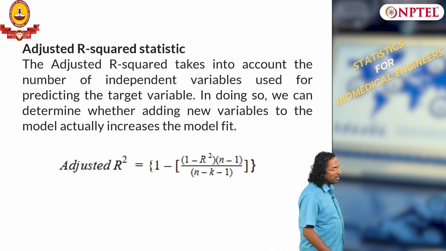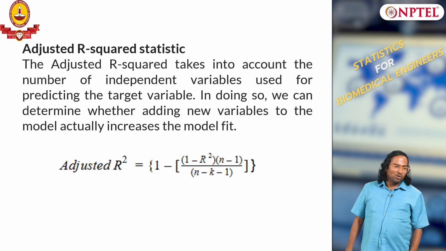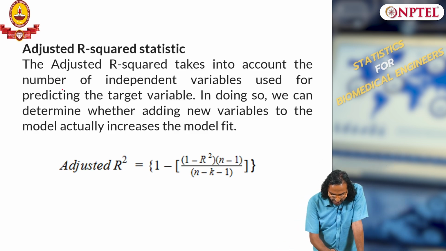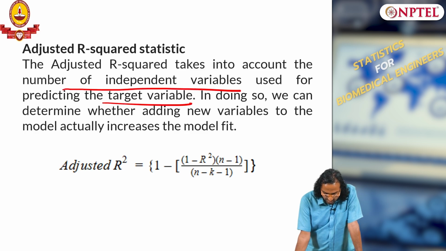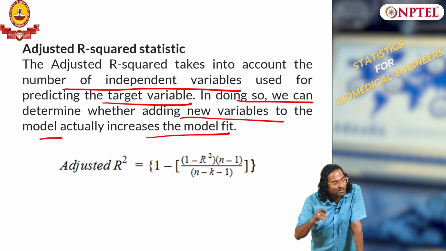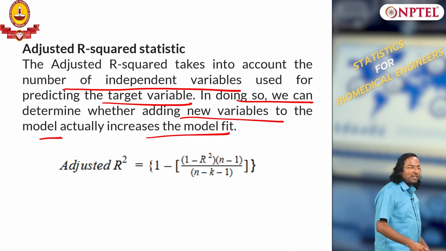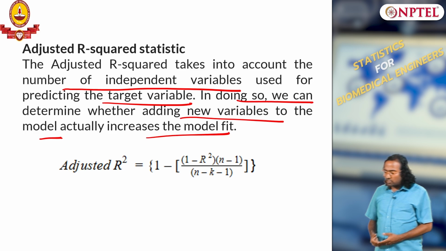In all your software codes, it will give you adjusted R square. What is adjusted R square? It takes into account the number of independent variables used for predicting the target. So in doing so we can determine whether adding new variables to the model actually increases the model fit or not. Why are you adding a new variable, a new feature? So that you can actually explain it better. Is it truly happening or not? That is what we want to know, and that is where adjusted R square helps.